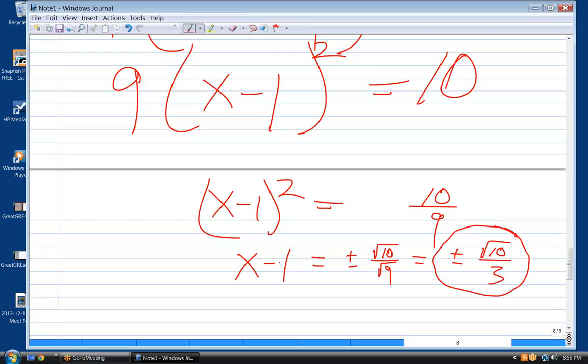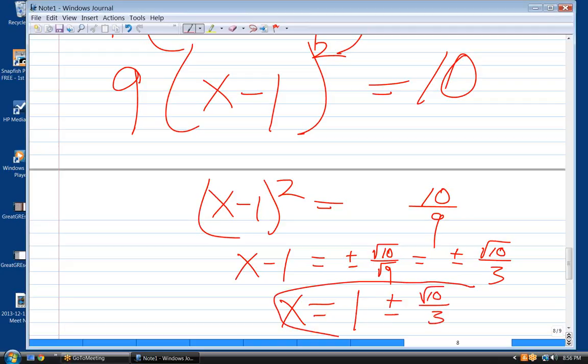Whoops, I forgot to bring the 1 over. So that's not our complete answer. Got to add 1 to both sides in order to get just x over here. So it's 1 plus or minus the square root of 10 over 3. Again, it looks just like something that you would have gotten by plugging it into the quadratic formula.